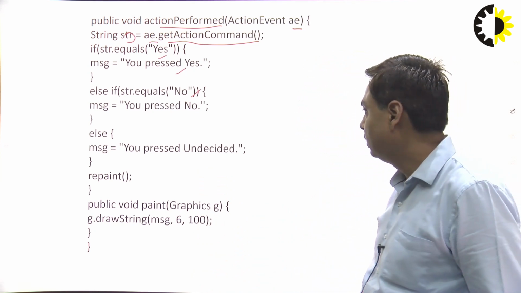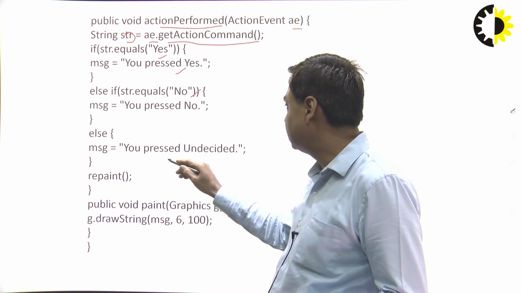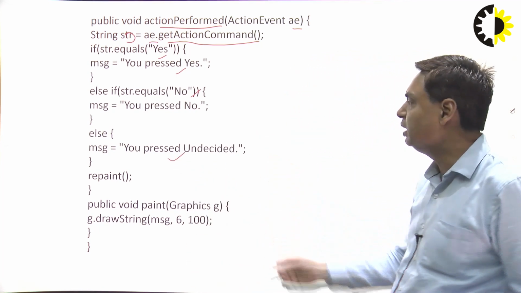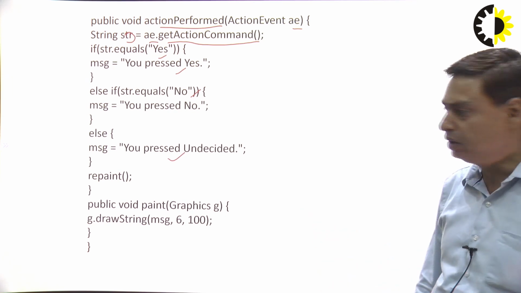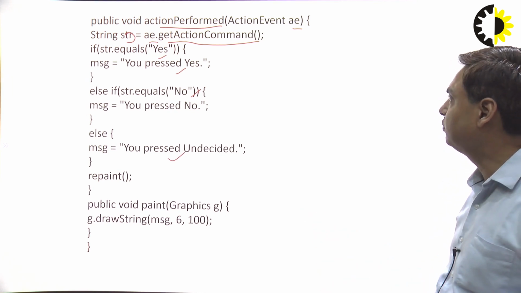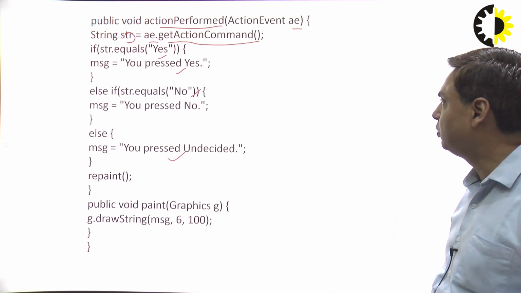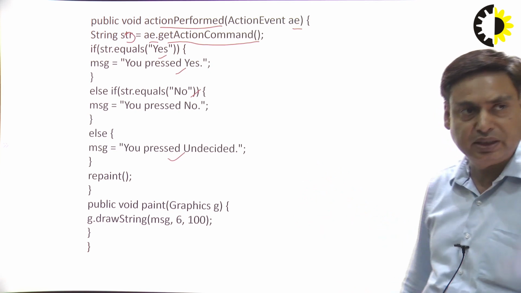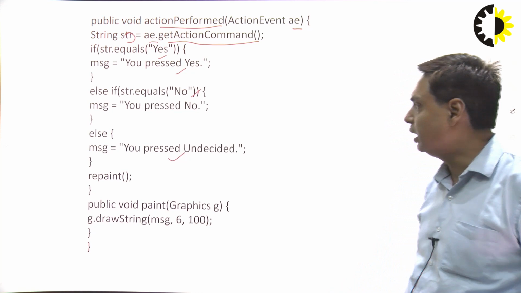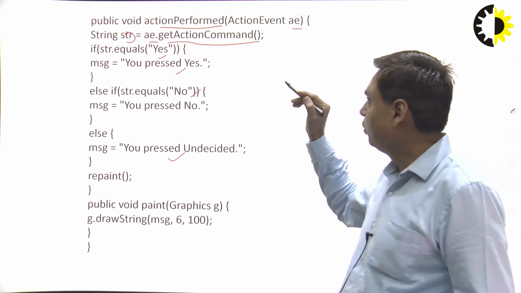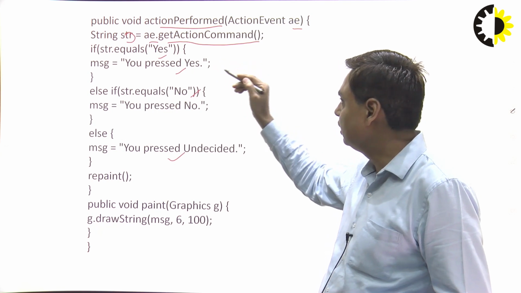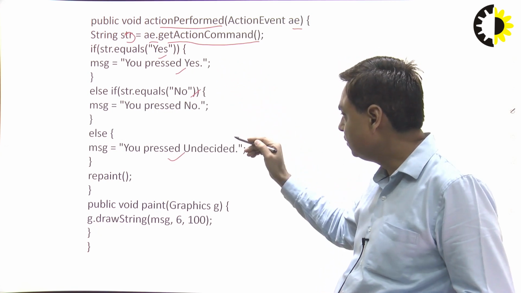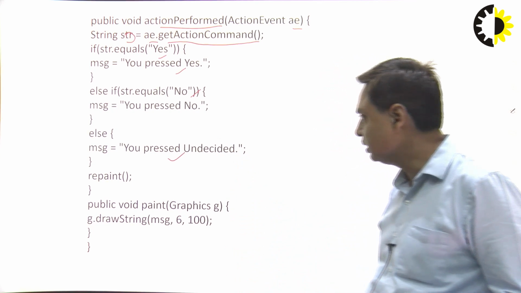If undecided, "You press undecided". Otherwise, by default, we could check the third button also, there is no problem. We are assuming that if the yes button and the no button have not been clicked, then the undecided button has been clicked. Therefore, we are putting it in the else part. So for any button you click, it will check whether it is the yes button, the no button, or the undecided button. Accordingly, it will display the message.